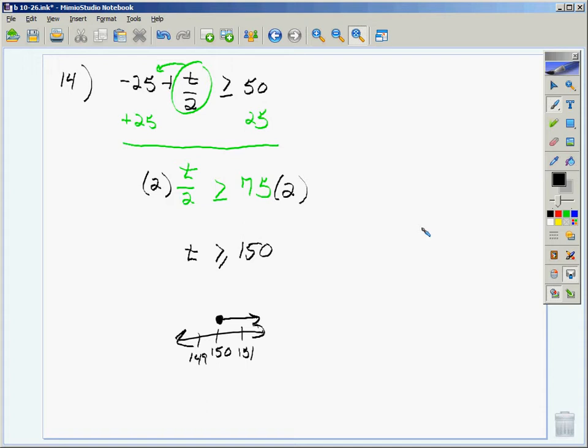Others that you'd like me to work out? Yes. 15.